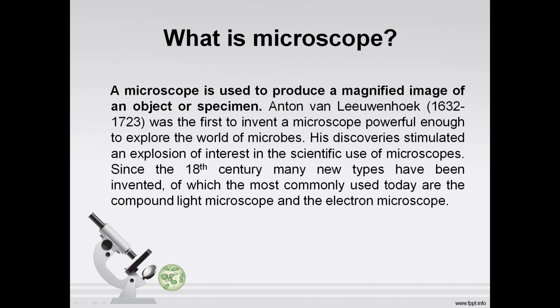What is a microscope? A microscope is used to produce a magnified image of an object or specimen. Anton van Leeuwenhoek was the first to invent a microscope powerful enough to explore the world of microbes. His discovery stimulated an explosion of interest in the scientific use of microscopes. Since the 18th century, many new types have been invented, of which the most commonly used today are the compound light microscope and the electron microscope.